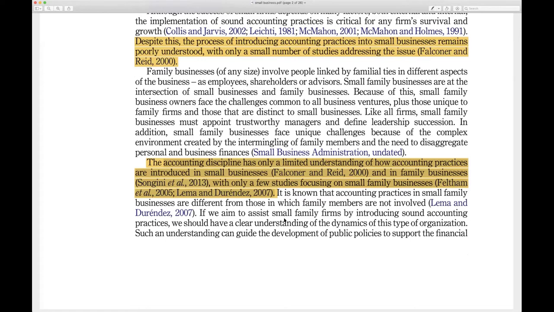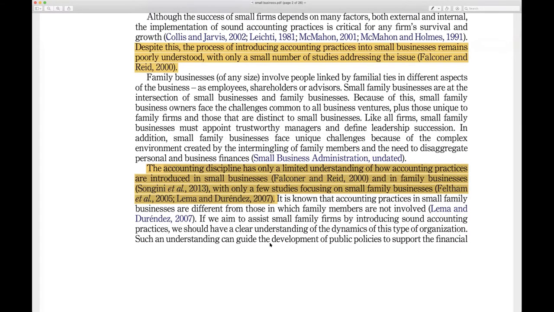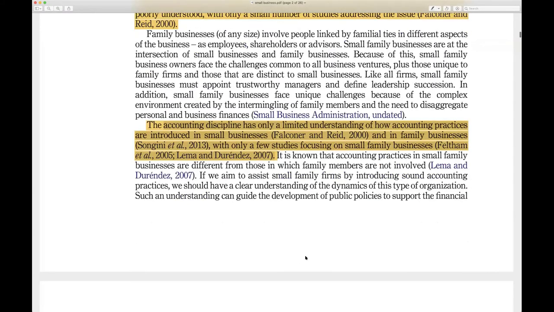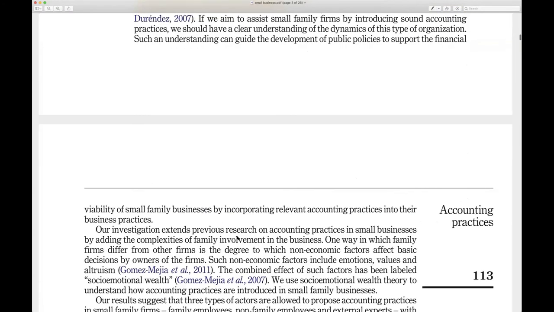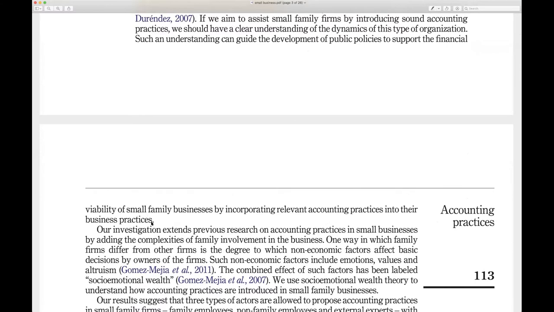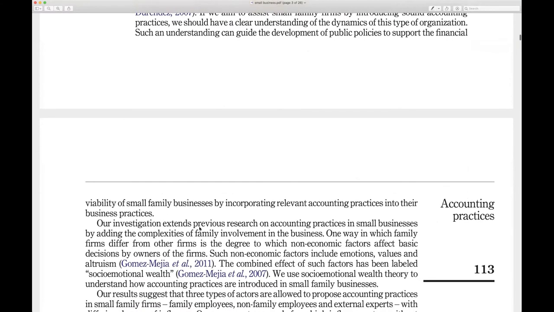If we aim to assist small family business by introducing sound accounting practices, we should have a clear understanding of the dynamics of this type of organization. Such understanding can guide the development. What did I tell you? Knowing the gap is not enough, but telling us why the gap matters. Why the gap matters is more important. Such understanding can guide development of public policies to support financial viability of small family businesses by incorporating relevant accounting practices into their practices. Our investigation extends. Now, if I do this work, what will happen? He has told you what will happen in practice.